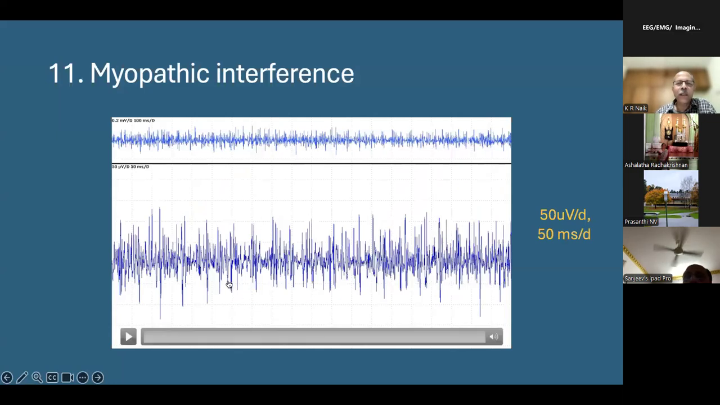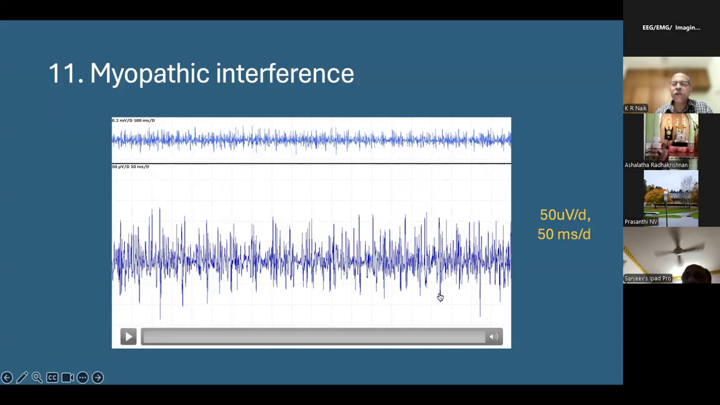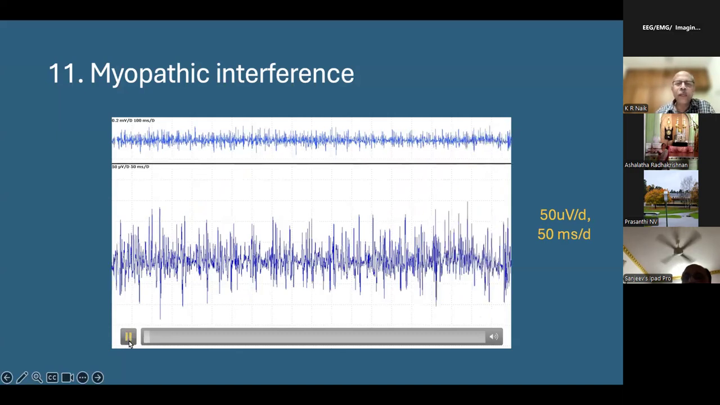So this was the example of 50 microvolts per division. Top to bottom is around 4 divisions. 400 microvolts is the peak-to-peak amplitude of this interference envelope. So this is myopathic recruitment.